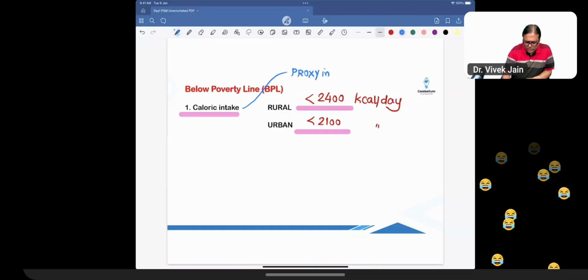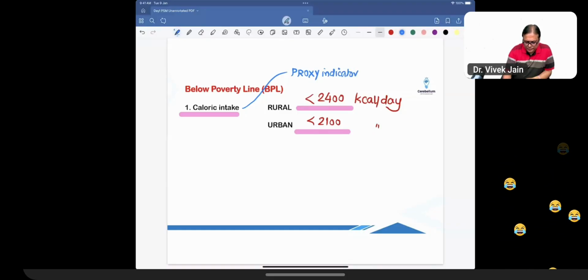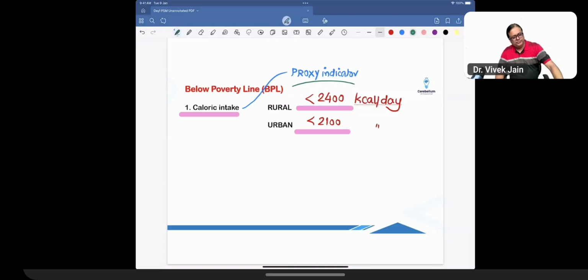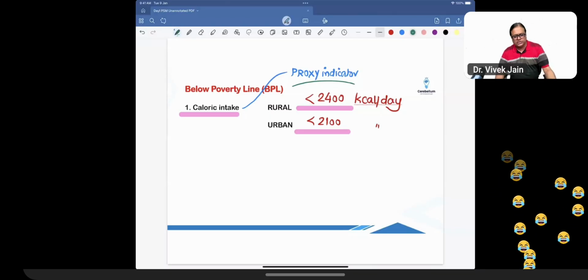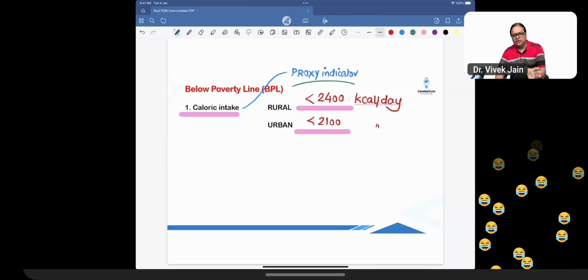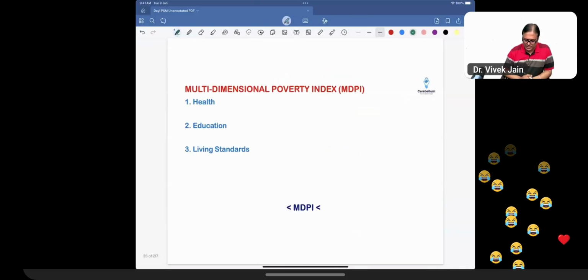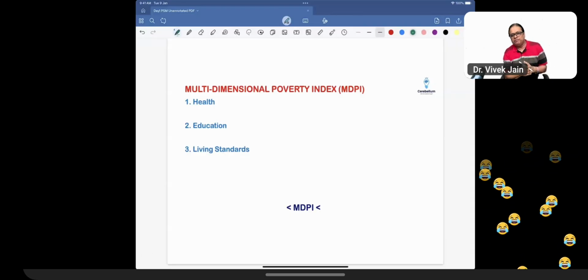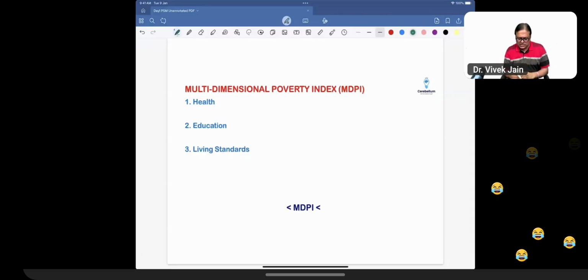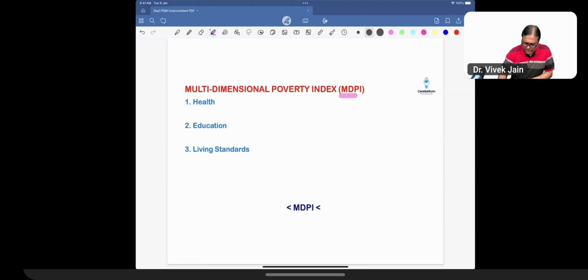When we say proxy indicator, what is a better indicator, the direct indicator? Is income. Right? So you find sometimes crores of rupees in the house of a judge, right? So this is a direct indicator, but better is to use a proxy indicator, how many calories he consumes in a day, rural or urban areas, right? So caloric intake is generally asked in our papers. This is now the globally accepted measurement of poverty. That is the multi-dimensional poverty index.